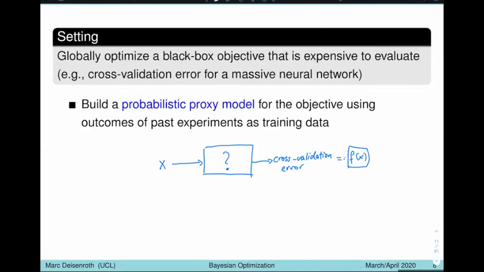So this thing is called a black box because we don't have much, or any, information about how the internals of this black box work. But what we can do is query the black box using a parameter X, and we can observe an outcome, f of X. So that is what I mean by black box.